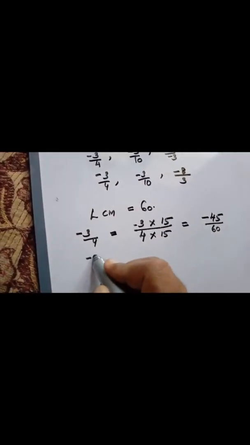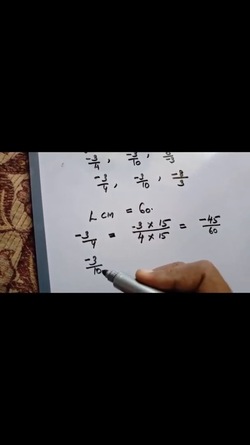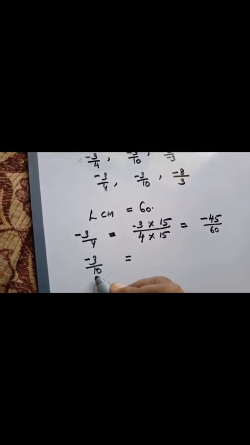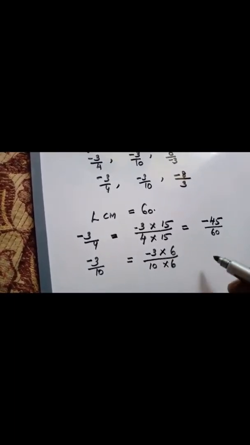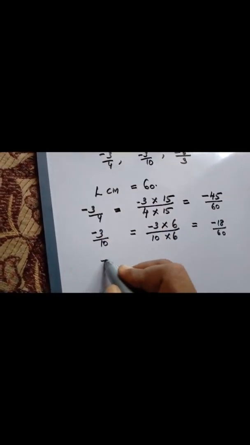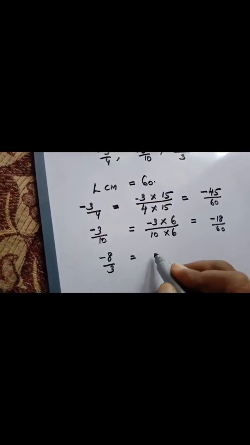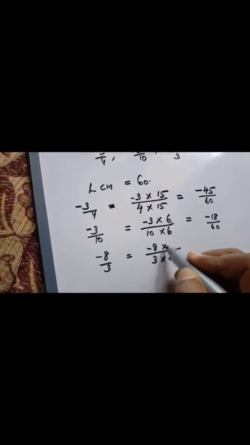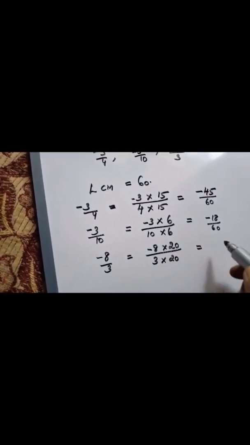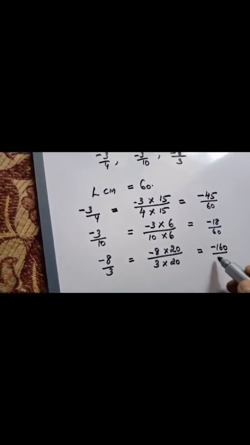Now take the second rational number, minus 3 upon 10. Here the denominator is 10 and 10 is multiplied by 6 to make it 60. Same way, the numerator minus 3 is also multiplied by 6. Then it will become minus 18 upon 60. Now, the third rational number is minus 8 upon 3. And to make the denominator 3 into 60, 3 is multiplied by 20. Same way, the numerator minus 8 is also multiplied by 20. Then it will become minus 160 upon 60.